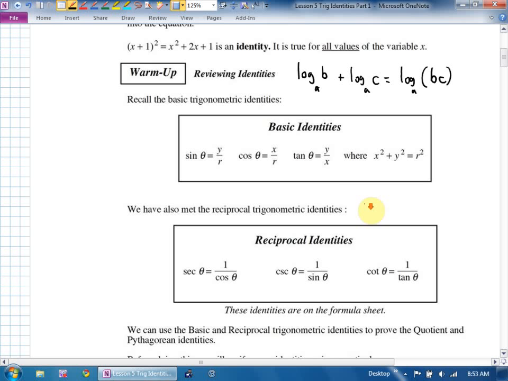We have the basic trig identities: y over r, x over r, y over x, and x squared plus y squared equals r squared. We're going to use these for a few minutes, but then we're going to chuck them and never use them again, not for doing identities. We're going to use them to develop some more useful ones.